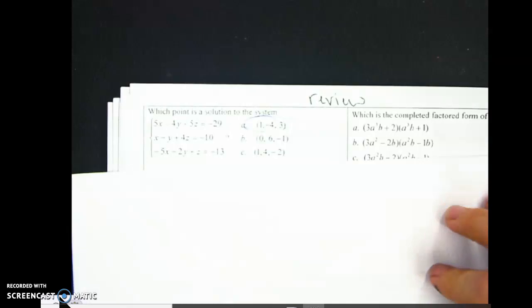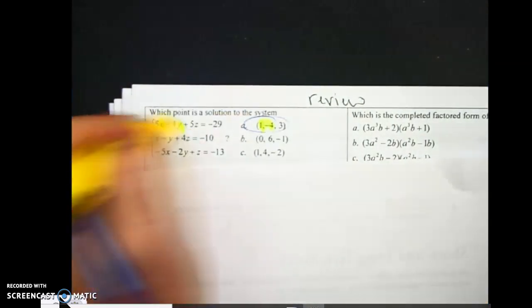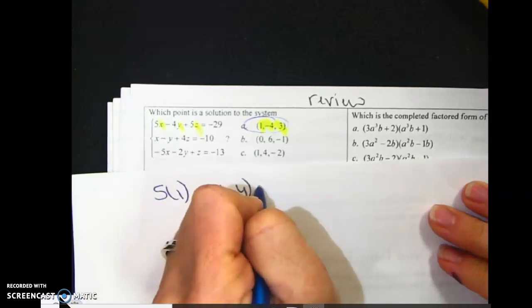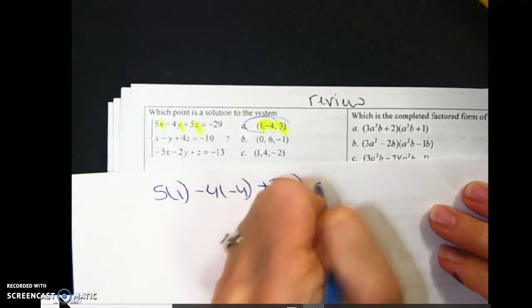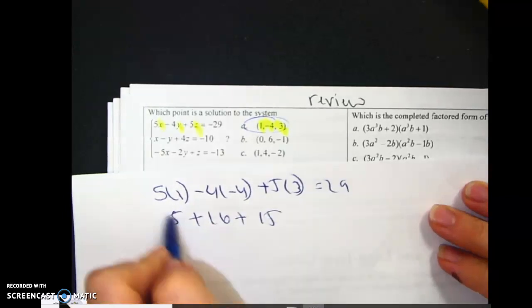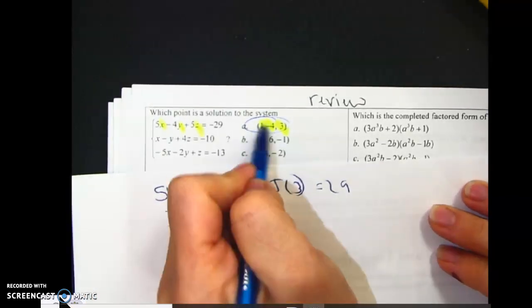1, -4, 3. So I'm going to take 1, plug it in for x. I'm going to take -4, plug it in for y. I'm going to take 3 and plug it in for z. So I'm going to go 5 times 1 minus 4 times -4 plus 5 times 3, and it needs to equal 29. That doesn't equal 29, so that one's out.